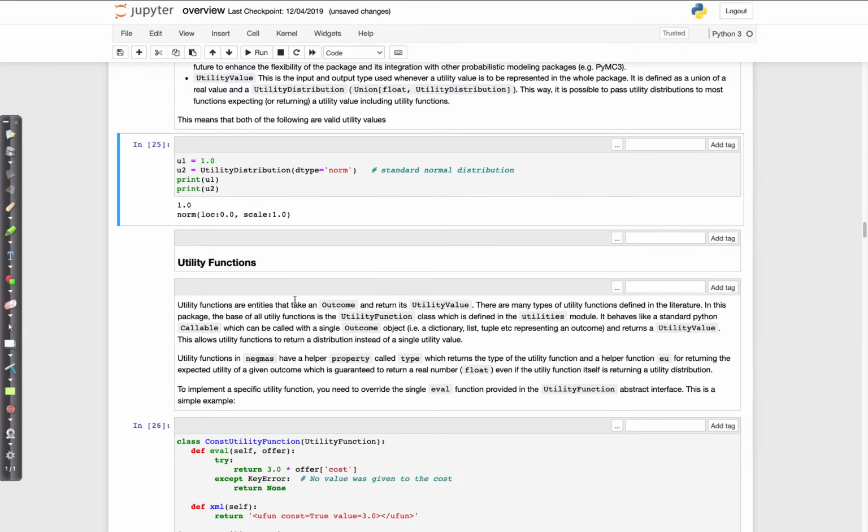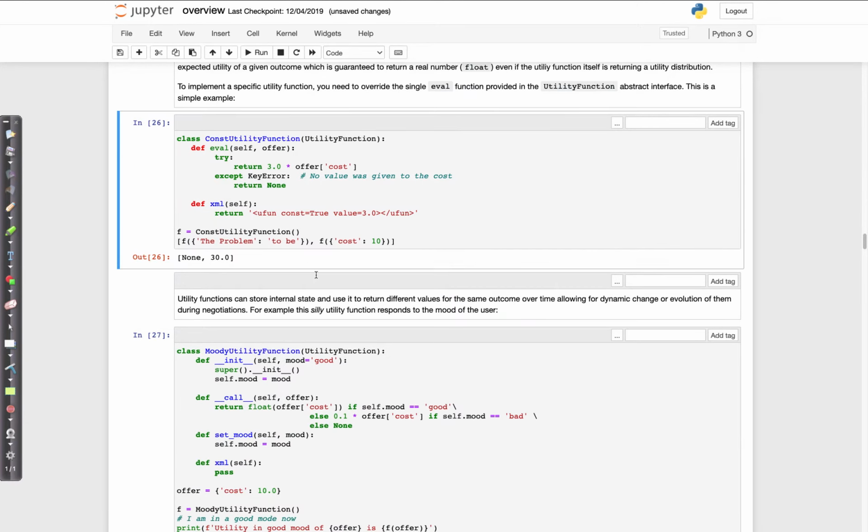Okay, so there are many types of utility functions that you can define. Here I'm just creating a new utility function. So inherit from utility function, and this utility function is called const utility function. It is always giving the same value for any outcome. And you only need to override the eval method, which tells it what is the offer. Given an offer, here an outcome, it just gives you some value. And this one is returning 3 multiplied by the cost of the offer.